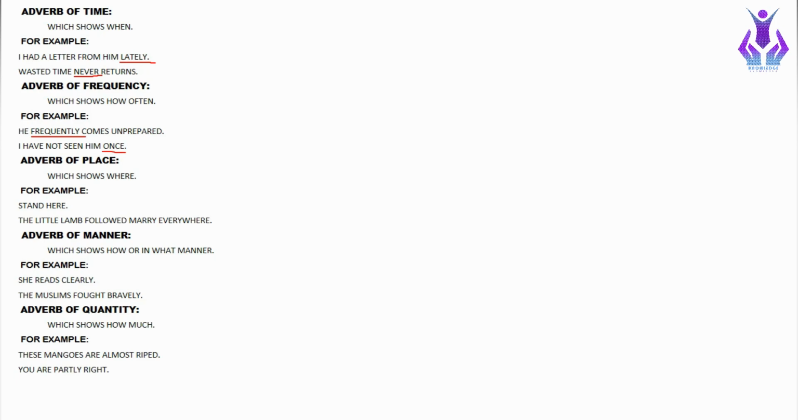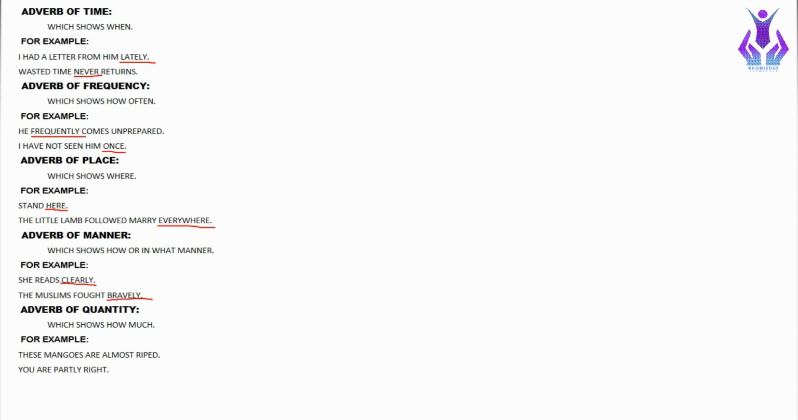The next kind is adverb of place, that answers the question where. For example, stand here. The word here is an adverb of place. The next example is the little lamb followed Mary everywhere. Here the word everywhere is our adverb of place. The next kind is adverb of manner, which shows us how or in what manner. It answers the question how. For example, she reads clearly. Here the word clearly is our adverb of manner. The next one is the Muslim fought bravely. Here the word bravely is our adverb of manner.